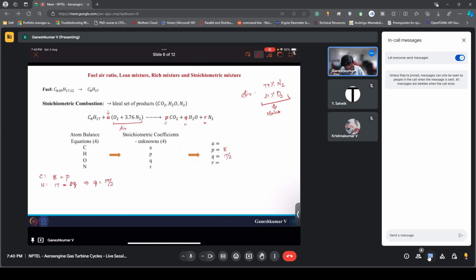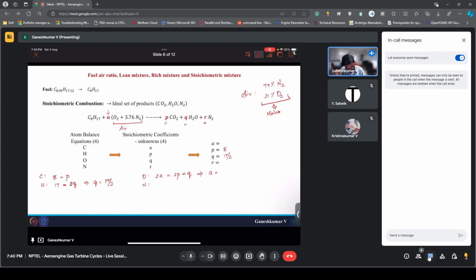Okay. Similarly, you can do for O and N. So for O, how will you do? For R, it will be 2 times A is equal to, we don't have any oxygen in our fuel, so there won't be anything coming on the left hand side other than 2A. And on the right hand side, we have oxygen in both carbon dioxide and water vapor. So you can write this as 2P plus Q. Okay, we know already P and Q. So you can substitute and you can get A out of it.